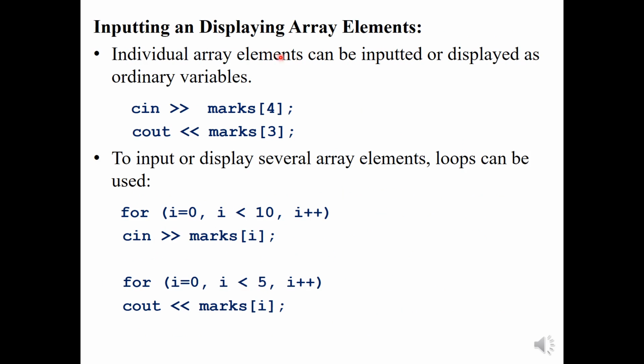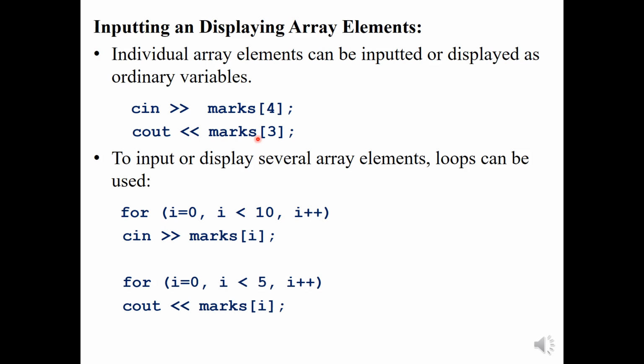How do we input or output an array element? An individual array element can be inputted or displayed like an ordinary variable, like what you do with any simple variable. Instead of a variable name, you are just calling that particular name. You can consider it similar to your enrollment number, marks 4. Whoever is enrolled with enrollment number 4, he or she will be called, and that will be used here. So cin marks 4, cout marks 3, etc. All these things can be done.